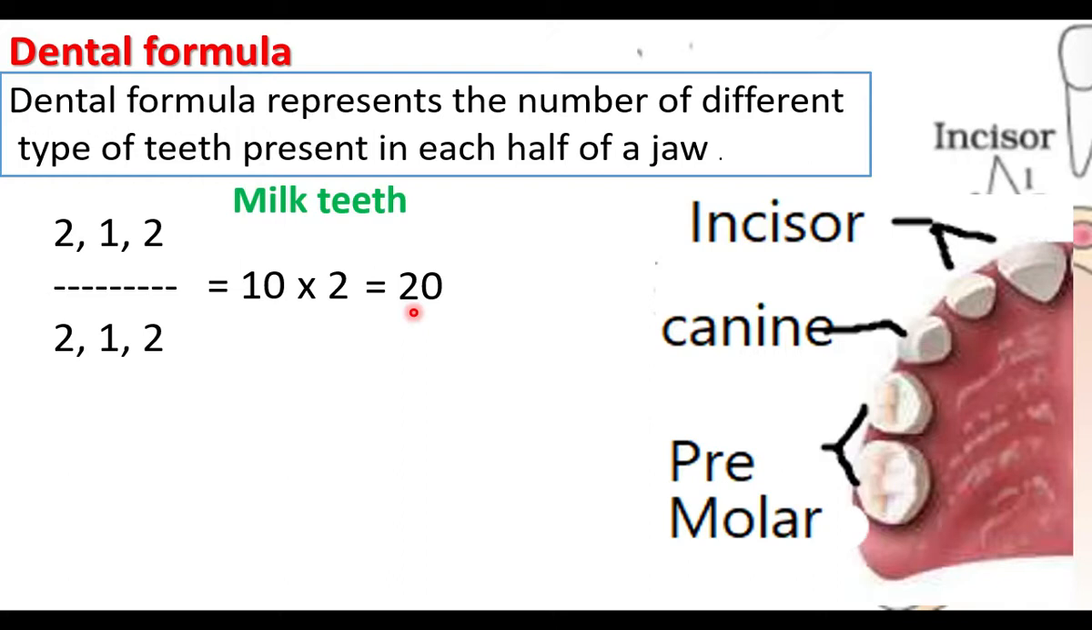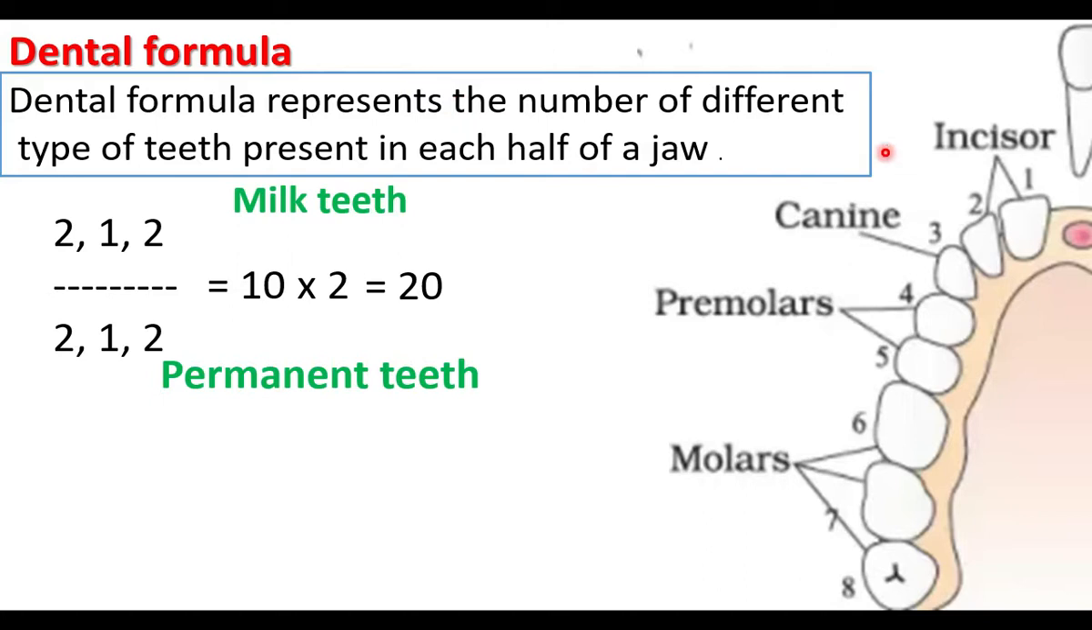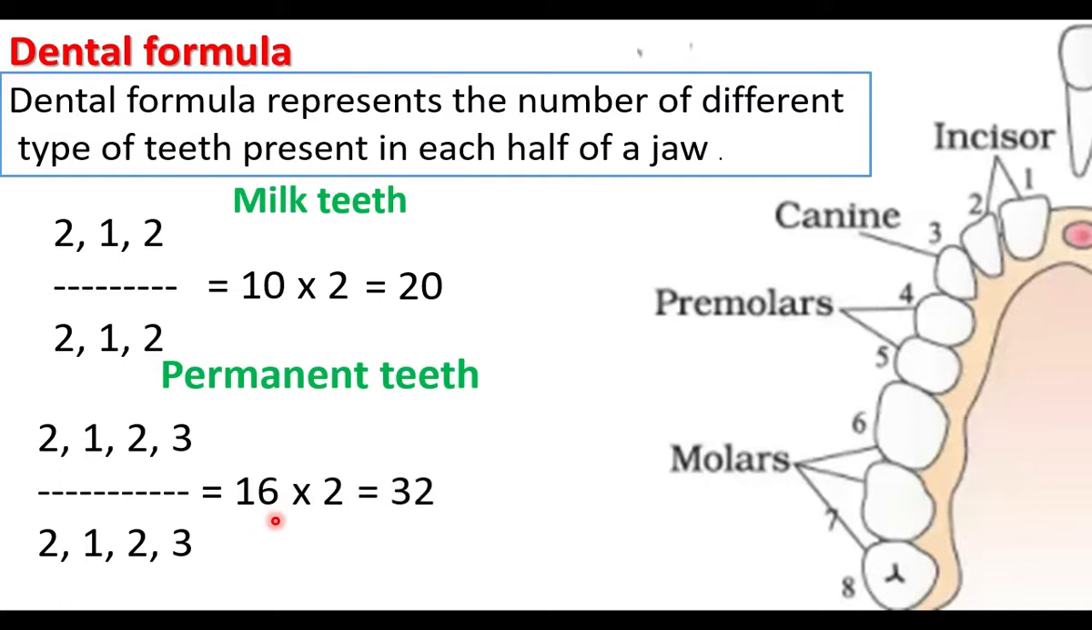When we see the dental formula of permanent teeth, they are 32. One half of a jaw has 8 teeth. Incisors 2, canine 1, premolar 2, molar 3. So one half of a jaw has 2 plus 1, 3, 3 plus 2, 5, 5 plus 3, 8 teeth. Another half, 8. 8 plus 8, 16. So one jaw has 16 teeth. We have two jaws. So 16 into 2 is equal to 32. This is about the dental formula.